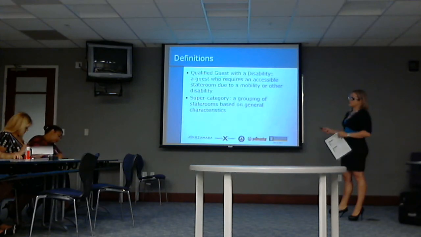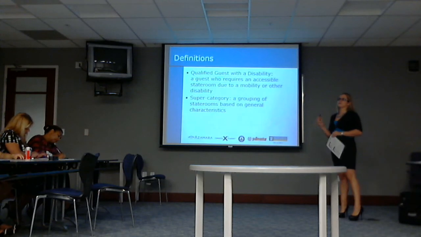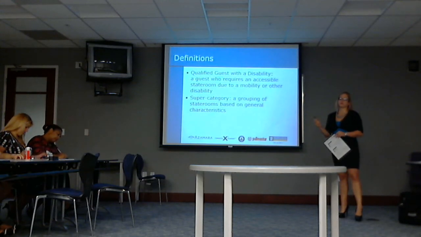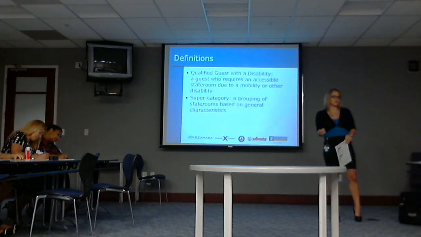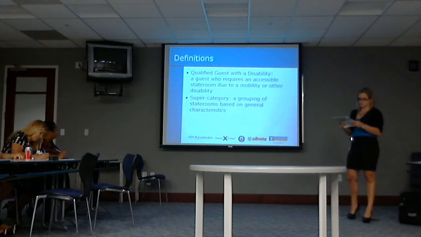And then we also have a super category. A super category is a grouping of staterooms based on a general characteristic. It's not the location on the ship, it's not how much the staterooms are, it's based on general characteristics of those rooms.